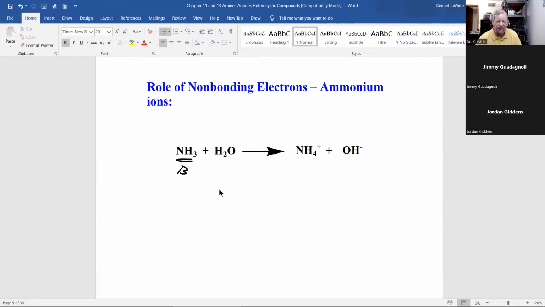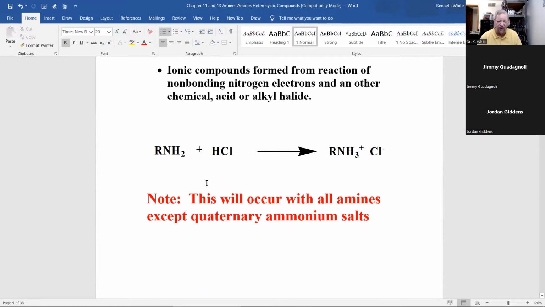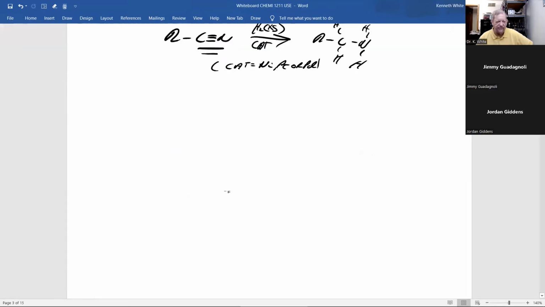this is our base, this is our acid. And I have a proton transfer to form this plus this. Well, ammonia is a very strong base, and it turns out amines are bases too. They make what we call amine salts, and this will happen with all amines except quaternary ammonium salts. Now, I'm going to rewrite this slide on my whiteboard and do a better way for you to learn it. And that better way is this.